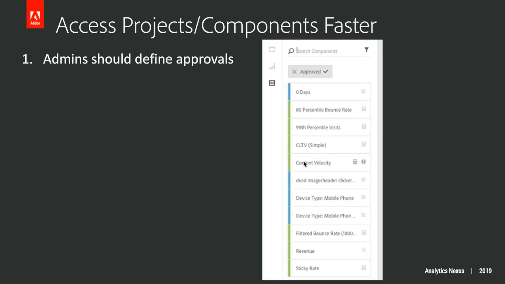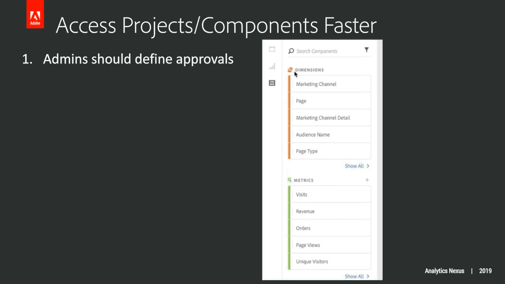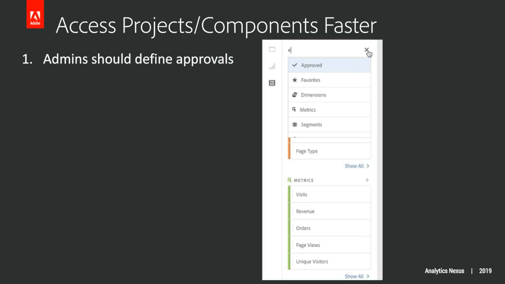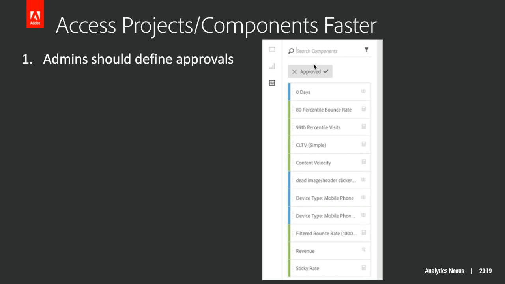Now, the whole purpose of the approved tag is to give your admins and your implementation team a chance to apply their stamp of approval on calculated metrics and segments that they have shared out to everyone within your organization. The thinking is that everyone in your organization, or probably most people that have access to Analysis Workspace, have the opportunity to create segments and create calculated metrics.